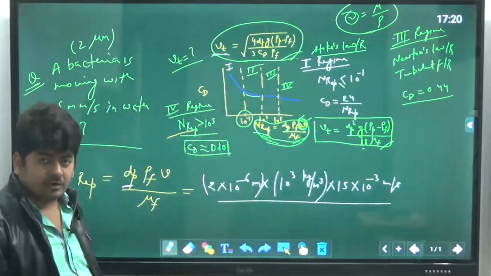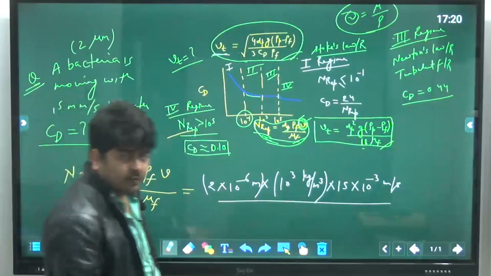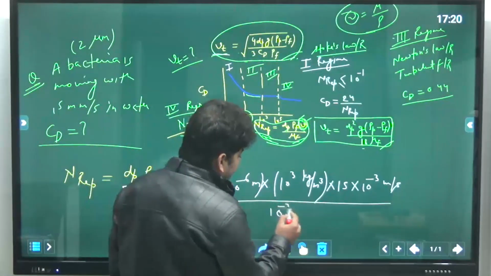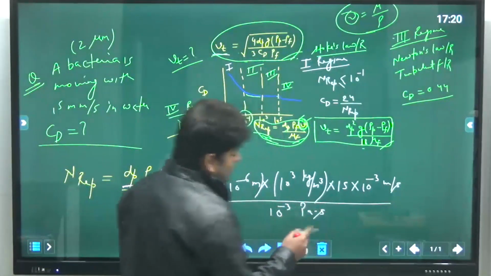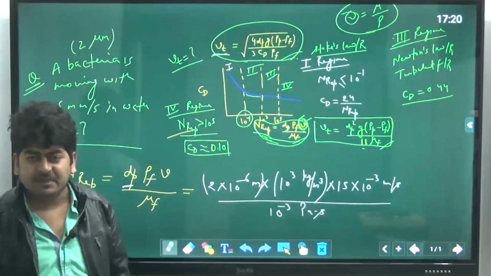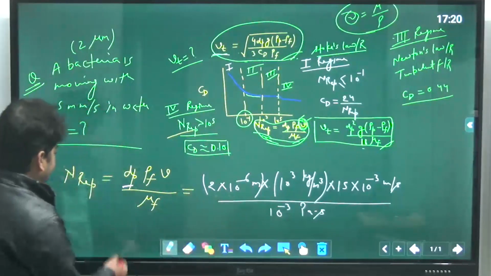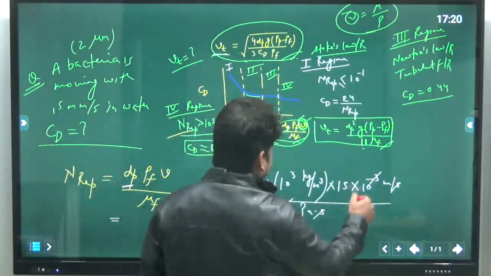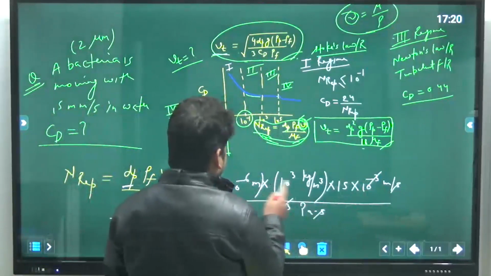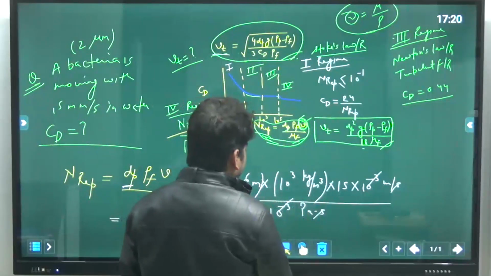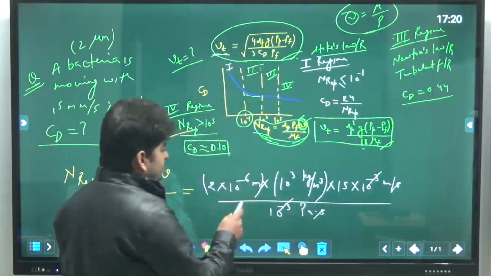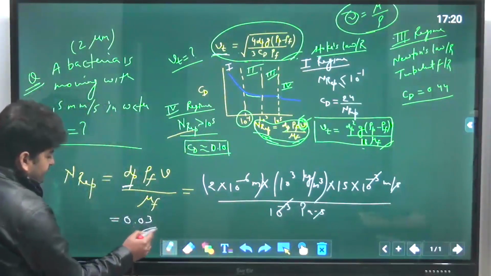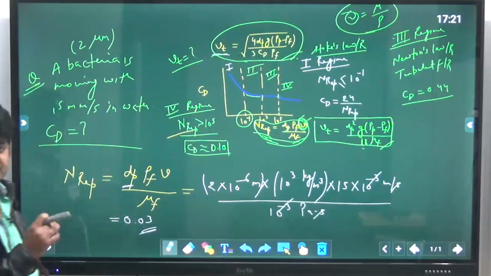And in the denominator, the viscosity of water, I hope you know that is 1 centipoise, or you can write it as 10 to the power minus 3 Pascal second, or Newton second per meter square, or kg per meter per second. So when you solve these values, you will get the particle Reynolds number. Minus 3 cancel, minus 6 minus 3, 15 into 2, 300, 30 into 3 upon 100, it has to be 0.03. The value of particle Reynolds number will be 0.03.